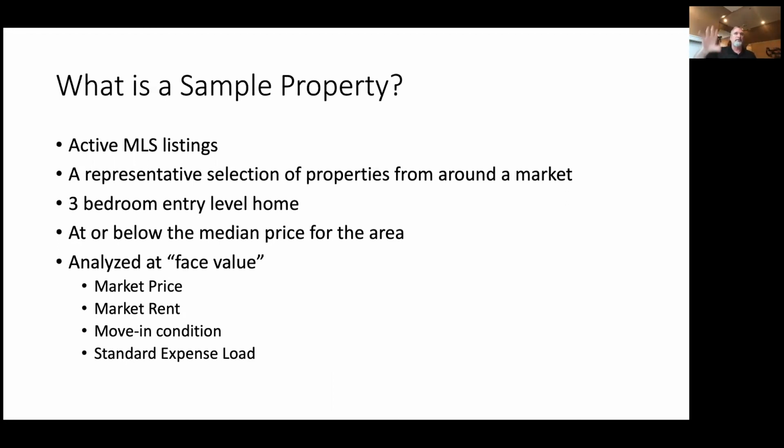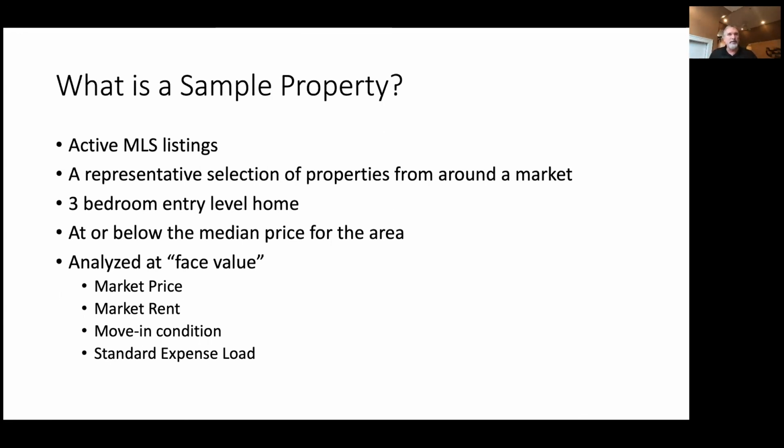It starts off looking for properties that feed your brain so that you understand what this part of town bears compared to what that part of town bears. Over here, the median price is 350. Over here, the median price is 200. So I'm going to do a $310,000 house over here, a 175 house there. I'm going to analyze them at market rent and market price.